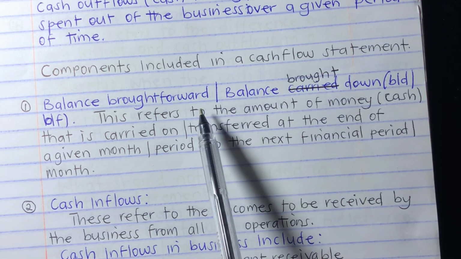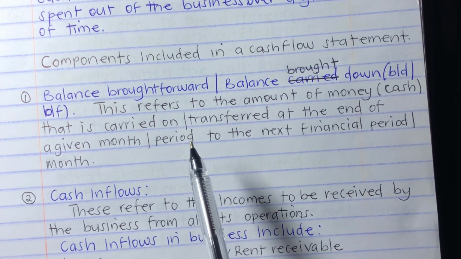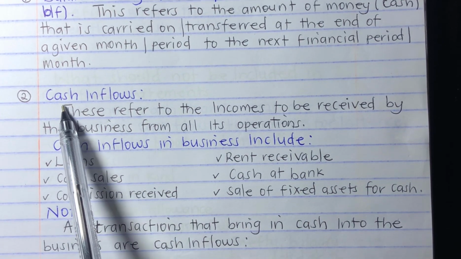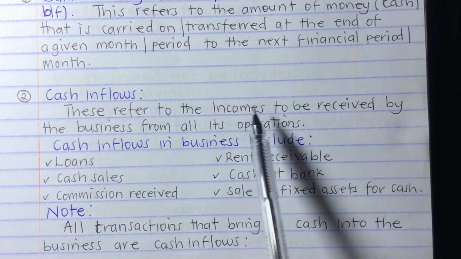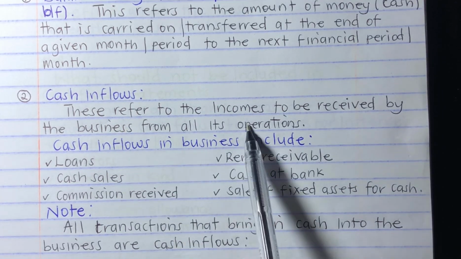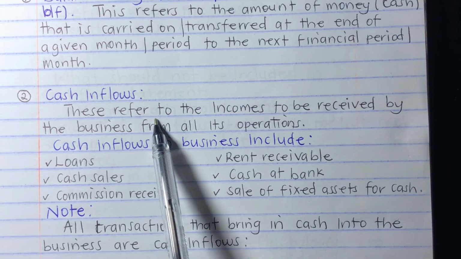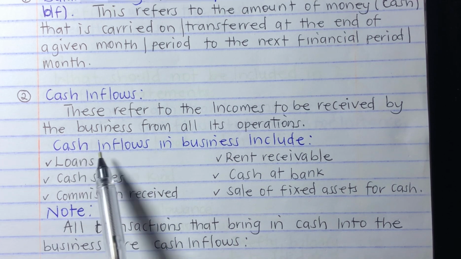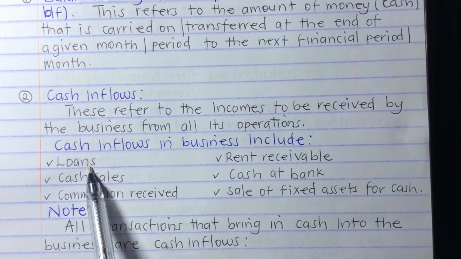When we are preparing a cash flow statement, that is what we first write. It is called balance brought forward. Then we have what we call the cash inflows. The cash inflows refer to the incomes to be received by the business from all its operations. Businesses do different operations that make them receive money. So if a business receives a loan, that is a cash inflow, meaning money is entering the business, and so it is recorded under cash inflows in a cash budget.